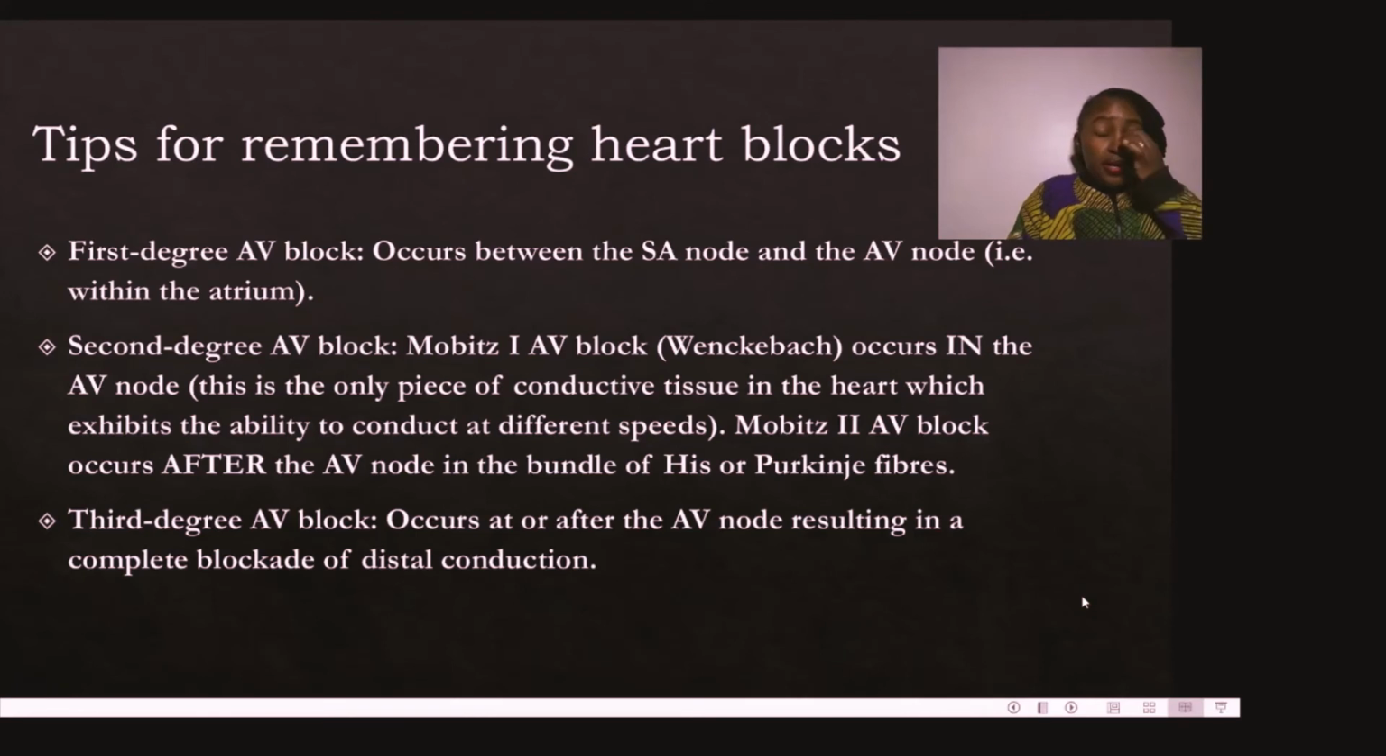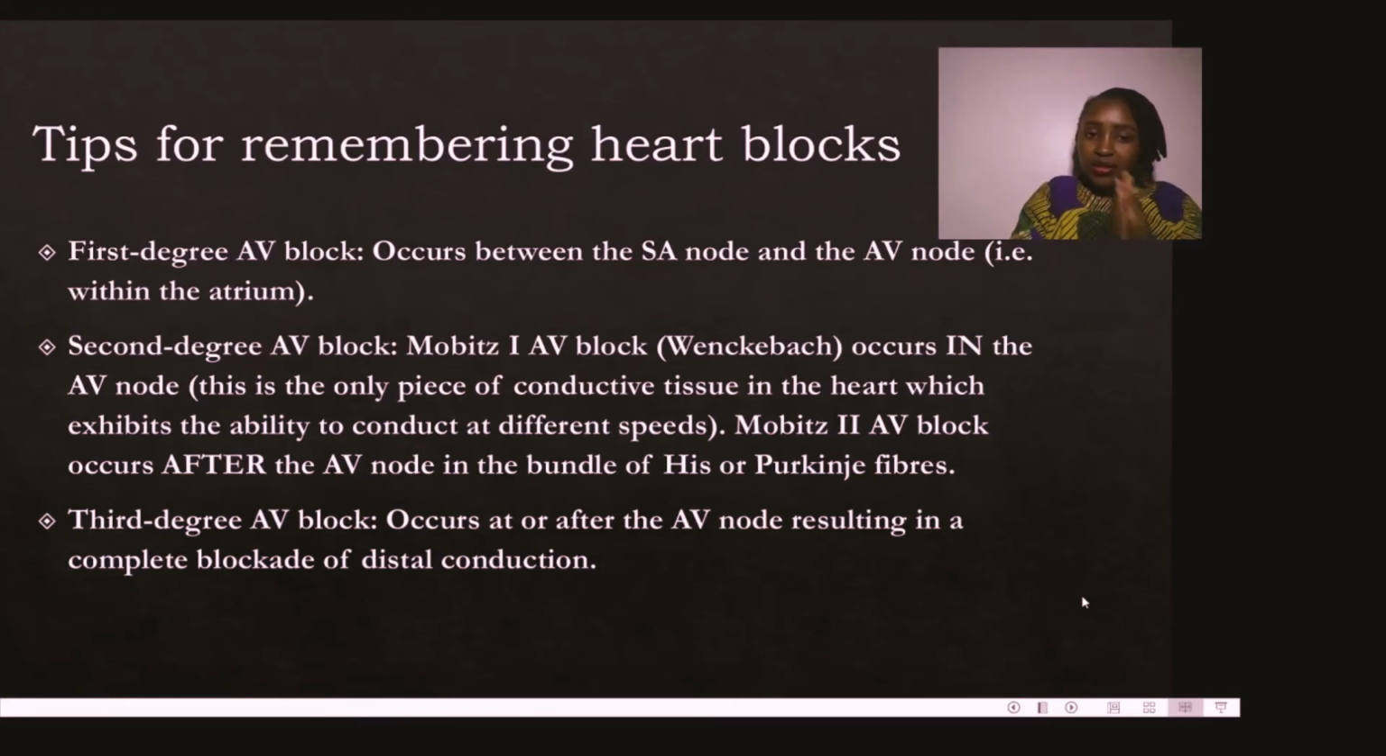So some tips that I can say about remembering the heart blocks is that the first degree AV block occurs between the SA node and the AV node, that is within the atria. So the SAN is firing, and remember this is the natural pacemaker of the body. So if there is a miscommunication between the SAN and the AVN, this is when we get the first block or the first degree atrioventricular block.